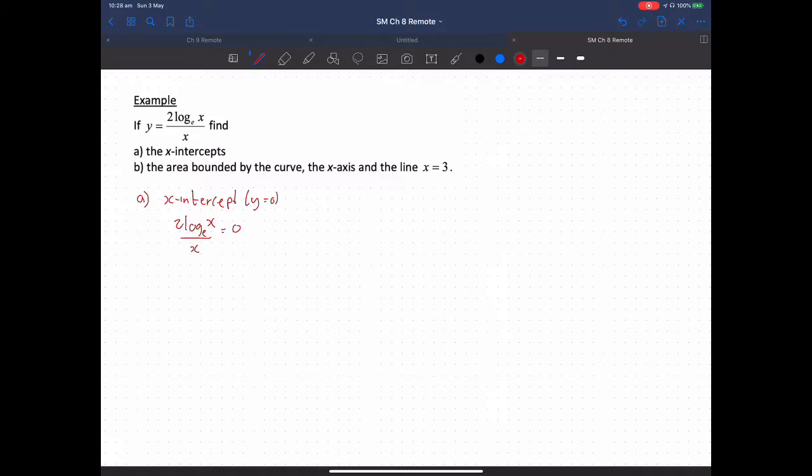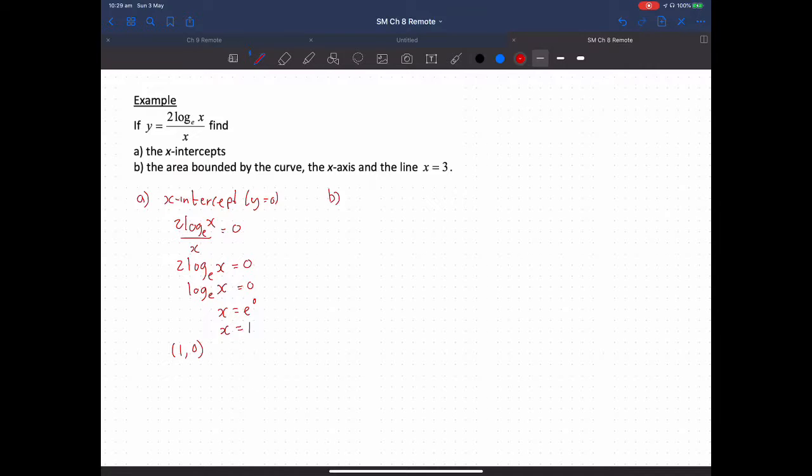Multiply both sides by x, we get 2 log e of x equals 0. Dividing both sides by 2, log e of x is equal to 0, which means x is equal to e to the 0, and e to the 0 is 1. So our x-intercept is 1. We can also write this as a coordinate. The point that we have would be (1, 0).